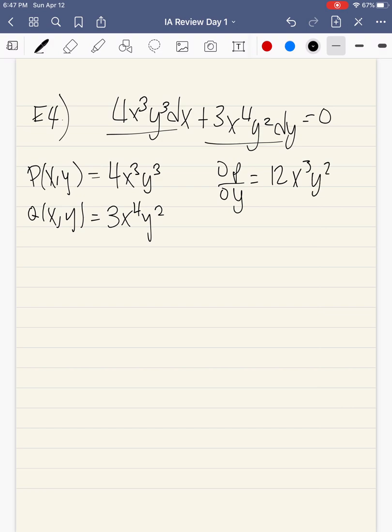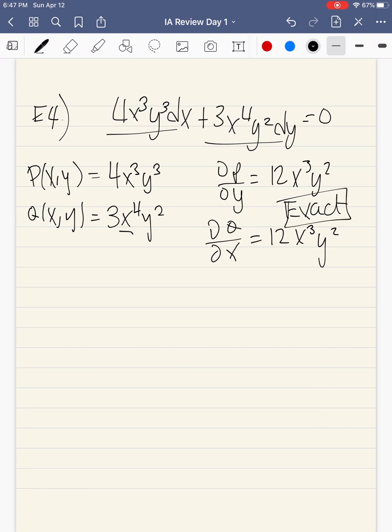And now my partial q partial x, so again I treat anything that is non-x like a constant. So I'm going to only differentiate my x term here, so 3x to the fourth. So this will give me 12x cubed y squared. So again, I treat y like a constant now because x is my variable of differentiation. So these two are the same, so I can conclude that these are exact.